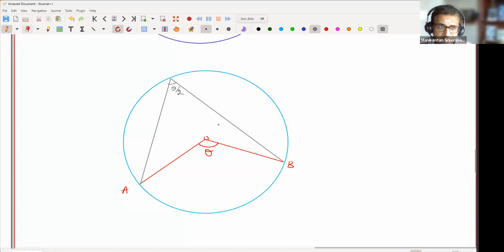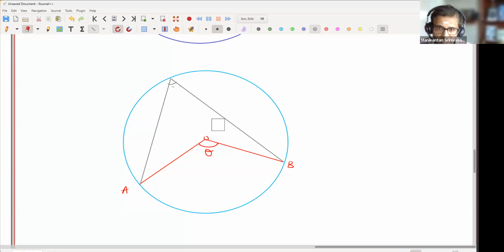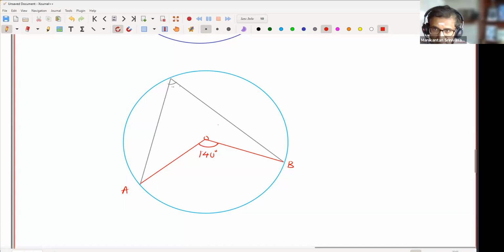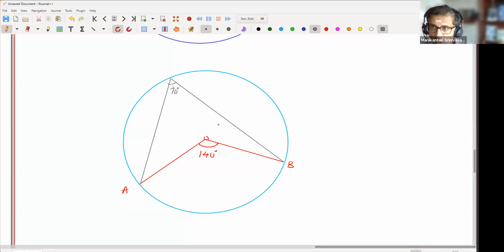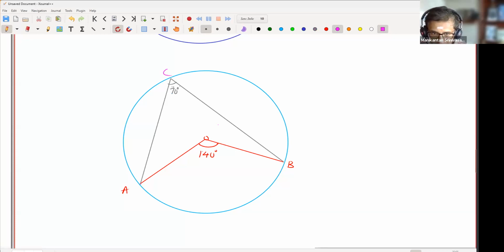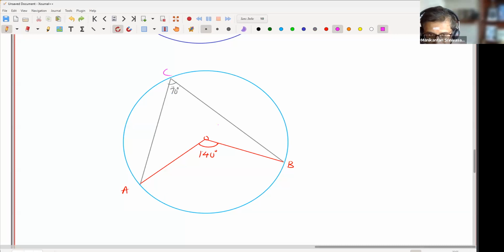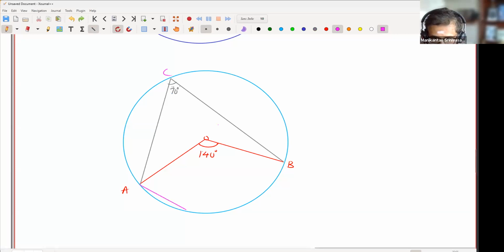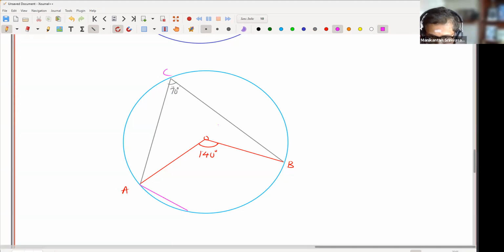In fact, let's take some numerical example. That way it's easy to understand. So let's say this theta looks like maybe 140 degrees. I'll mark this as 140 degrees. Then this upper one becomes 70 degrees. Now, what Sukrit is asking is, what about the point somewhere here? So let's say you touch here somewhere and come back to B.